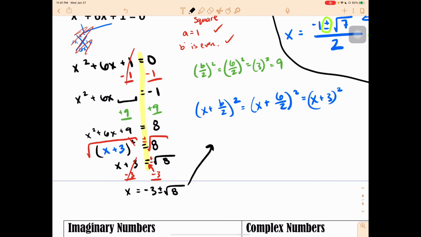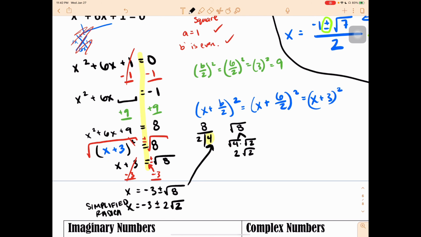Now I can simplify this a little bit more because 8 has factors 2 times 4. 4 is a perfect square. So let's see here. If we take the square root of 8 and we split it up to root 4 times root 2, root 4 is 2 and root 2 just stays as root 2. So I could rewrite this x equals negative 3 plus or minus root 8 as 2 root 2. And this is what we would call simplified radical form. This is a simplified radical. This definitely takes practice, all right?